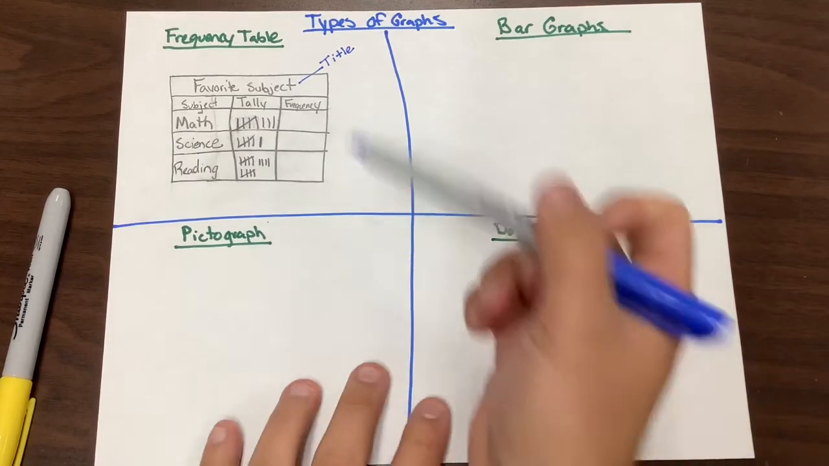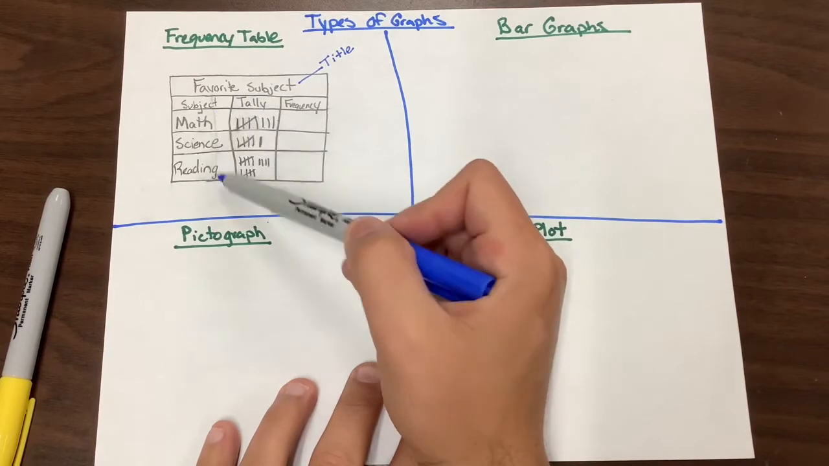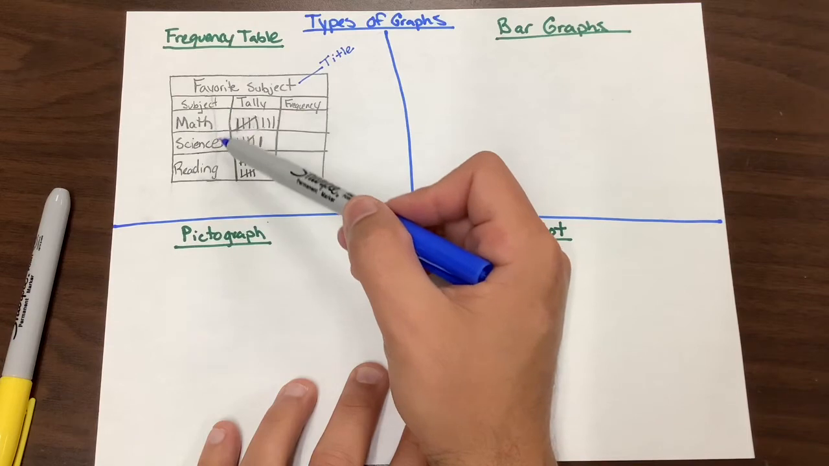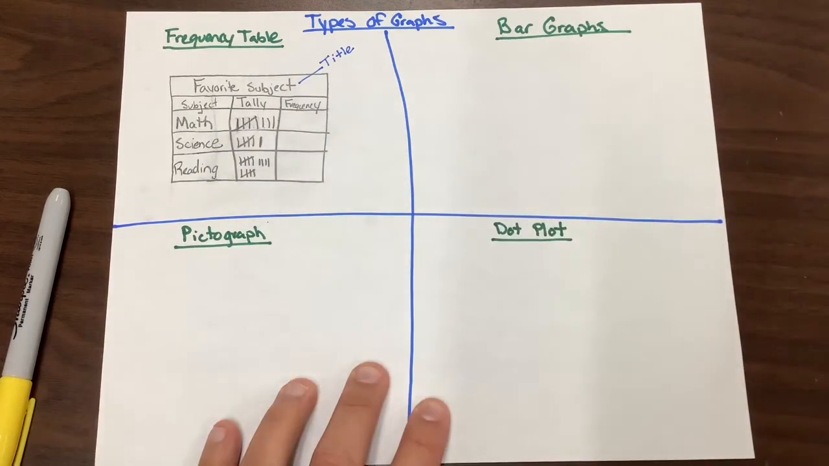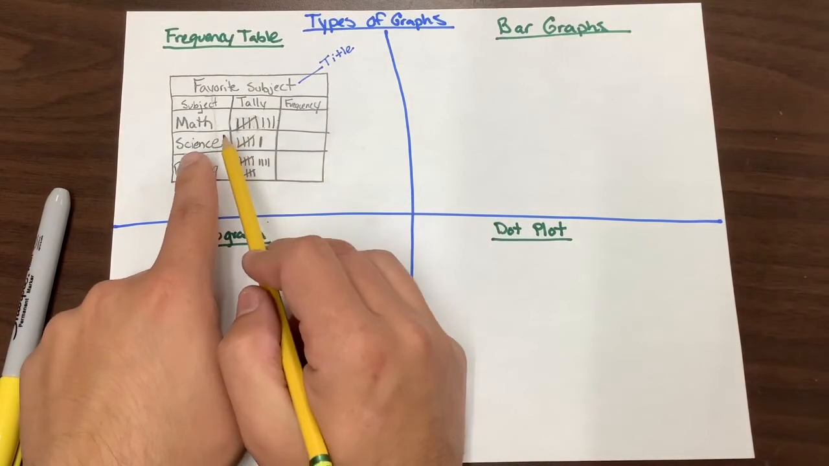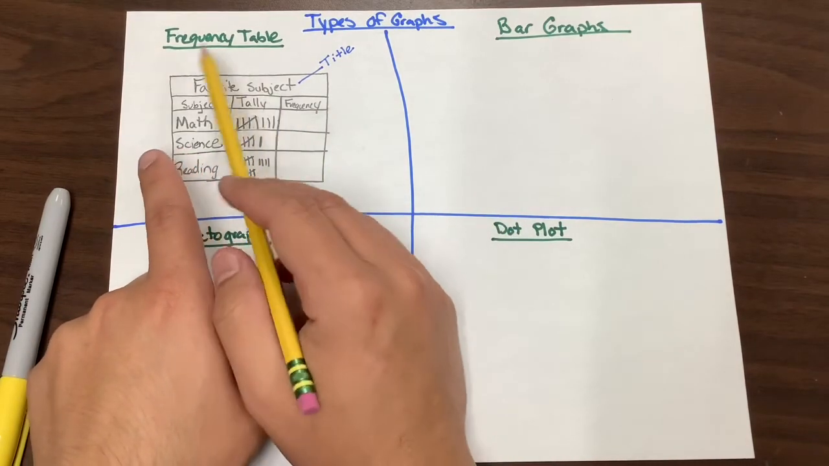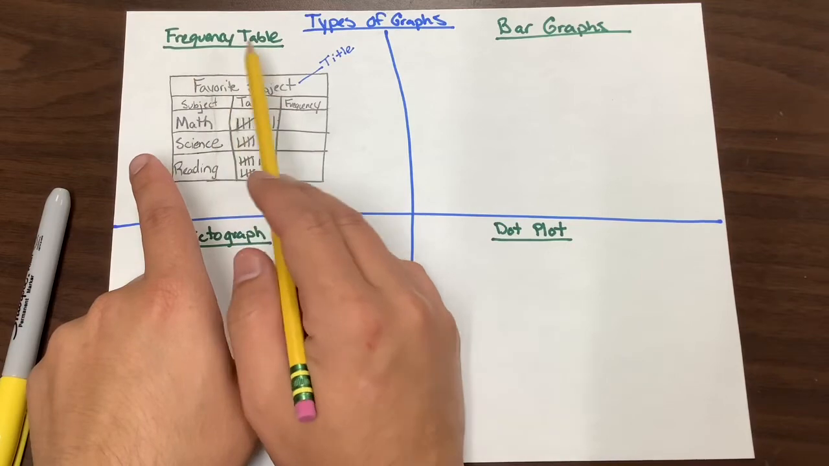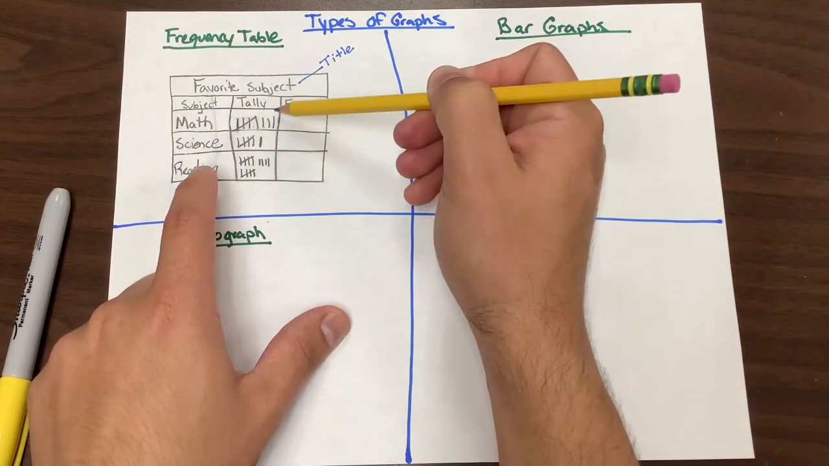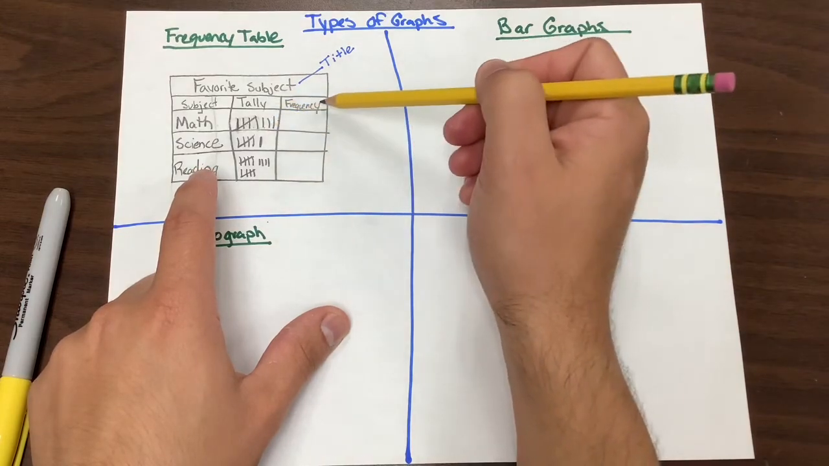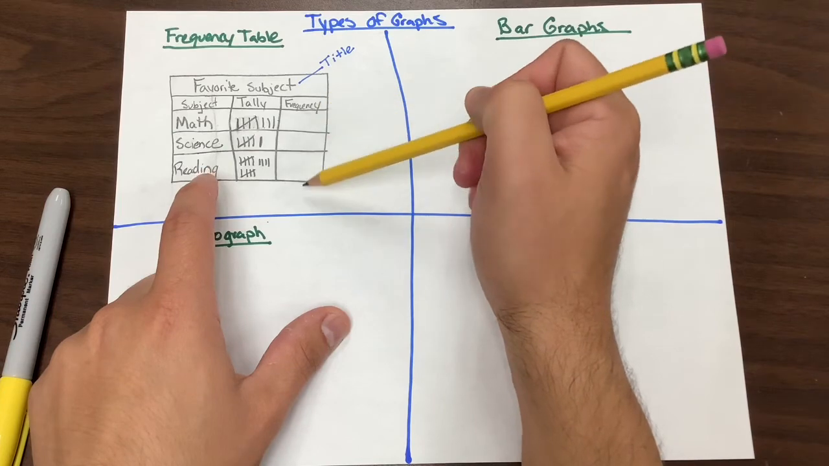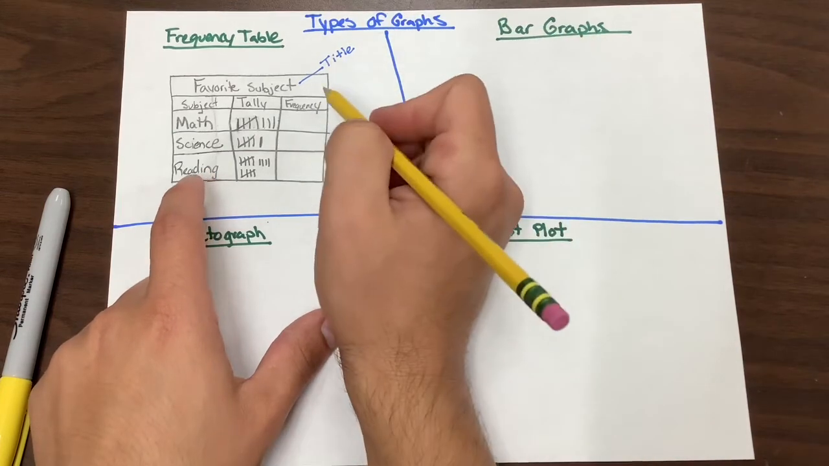Now, it needs to include the items that you're talking about. So here we have the favorite subjects, math, science, and reading. So now we have to determine how many students chose each of these subjects. So in a frequency table, you need to have tally marks that tells you how many students, and then we are going to determine how many by using this frequency column using our numbers.